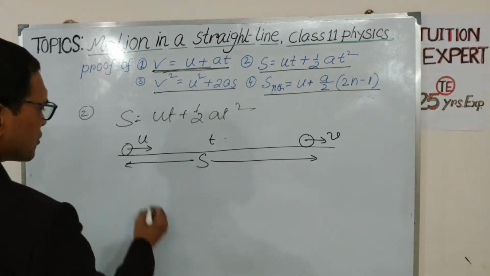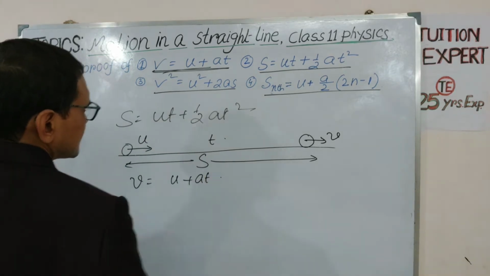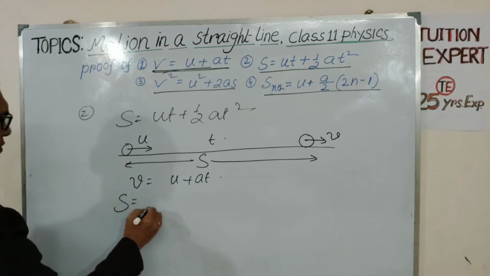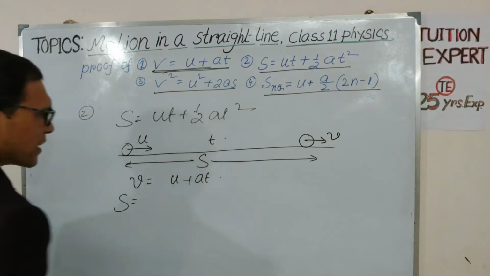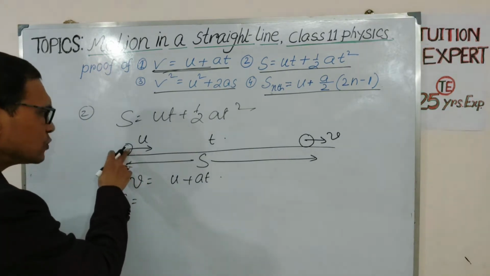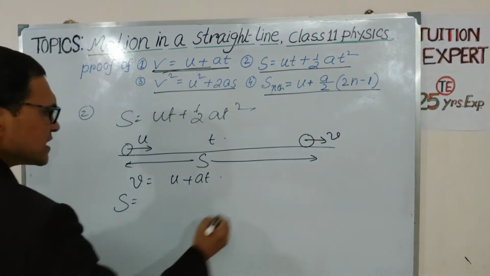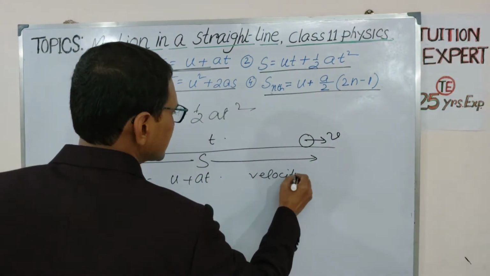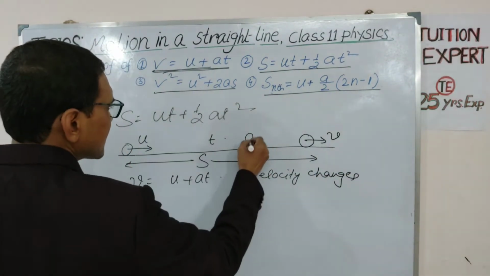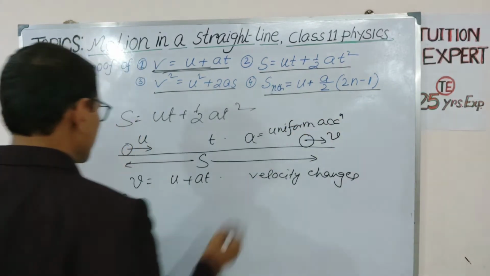So what is the velocity? Velocity equal to u plus at, the final velocity. Now what is the distance travelled? Distance travelled equal to, we know, constant velocity into time, but here velocity changes. Velocity is u here, another value here, and the final velocity is v. That is, velocity changes, and the body moves with uniform acceleration, a equal to uniform acceleration.